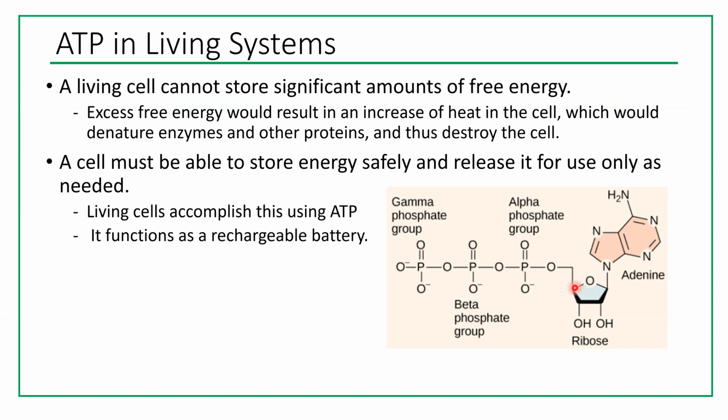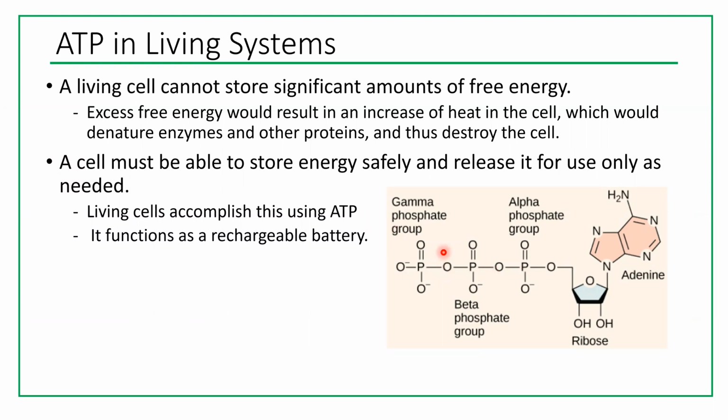Now, this is the structure of ATP. ATP is made from ribose, a sugar, a nitrogenous base, adenine, and three phosphate groups. And those lines represent chemical bonds. And within these chemical bonds, we have energy. Energy is stored, so it's a potential energy within ATP.